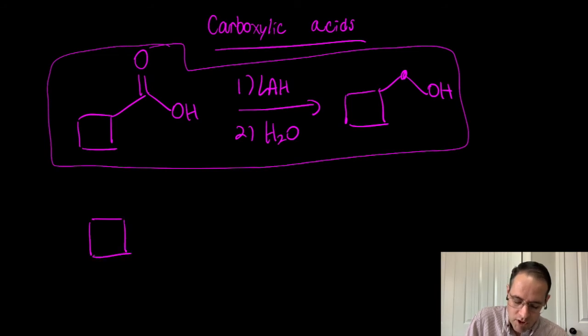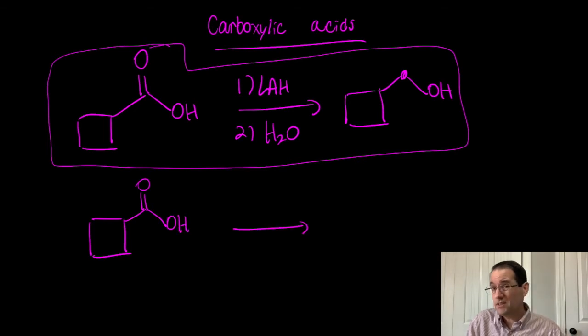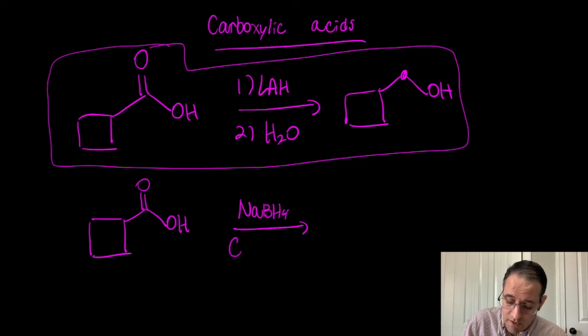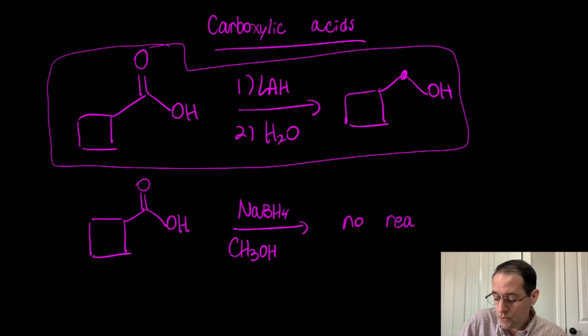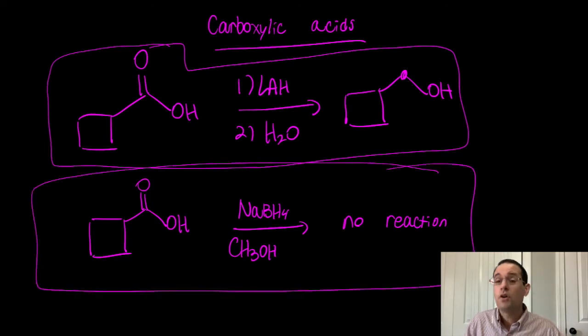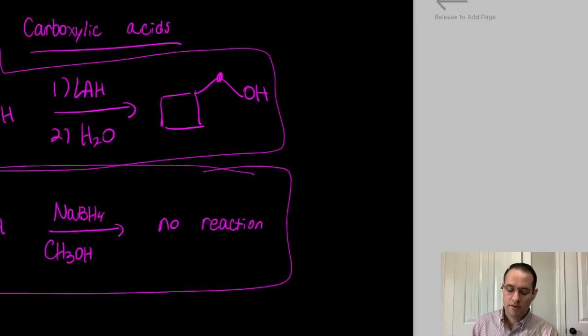Now, sodium borohydride is not a strong enough reducing agent to transform carboxylic acids, which are resonance stabilized, to their corresponding alcohols. So if you were to treat this with sodium borohydride and methanol, there would be no reaction, okay? So remember that as well, okay? So those are the two reactions, or not reaction, of carboxylic acids you need to put on a note card, memorize, become familiar with, okay?